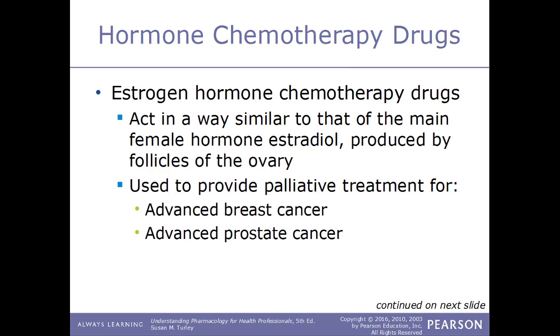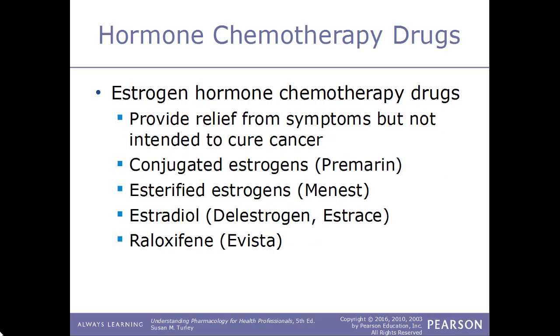Another class of hormone chemotherapy drugs are the estrogen hormone chemotherapy drugs. And these act in a way that's similar to that of the main female hormone estradiol, which is produced by the follicles of the ovary. And this is used to provide palliative treatment for advanced breast cancer and advanced prostate cancer. Now these will provide relief from symptoms, but not intended to cure the cancer. Some examples of this kind of drug would include conjugated estrogens, such as Premarin, esterified estrogens like Manest, estradiol, also known as the trade names Delestrogen and Estrace, and raloxifene, also known by its trade name Evesta.